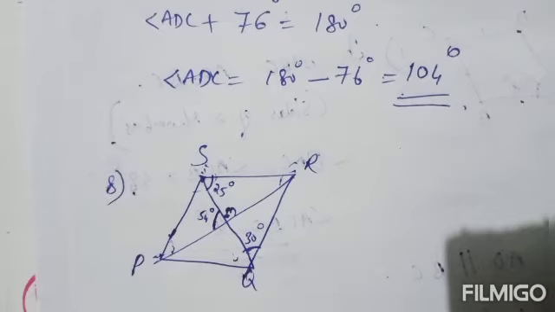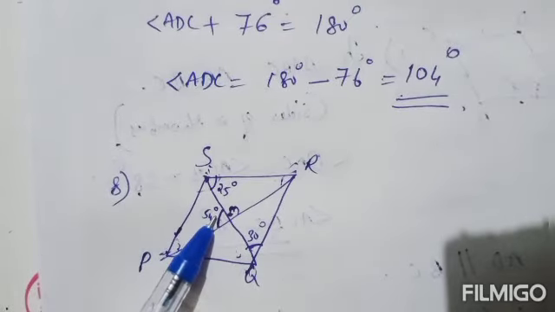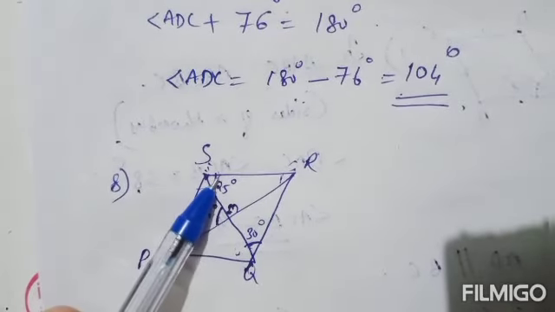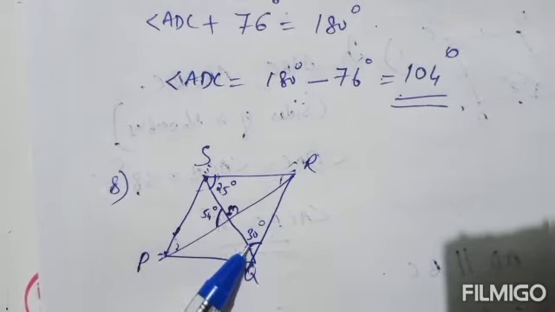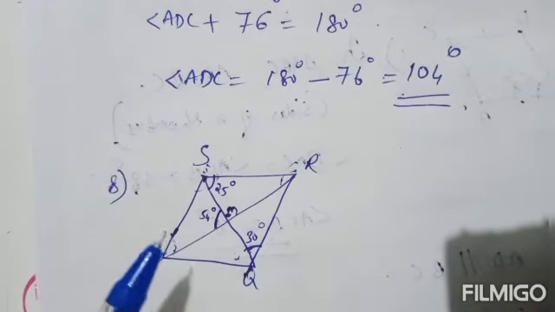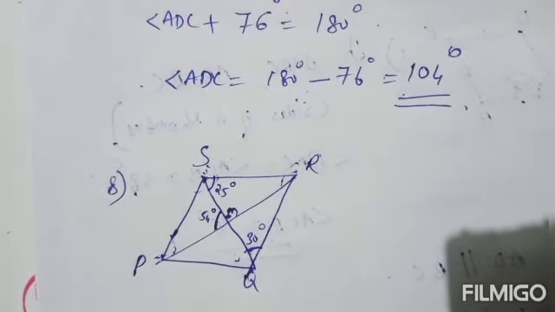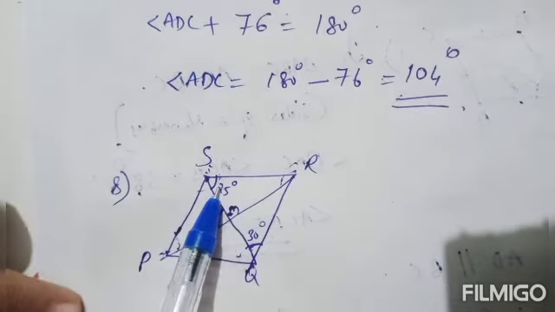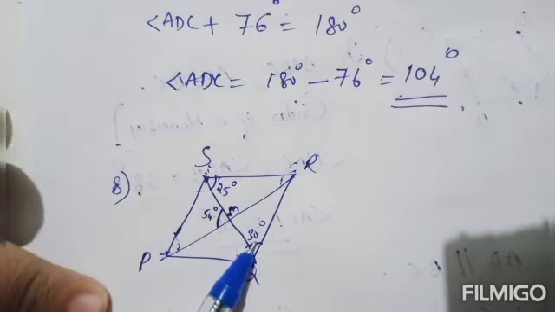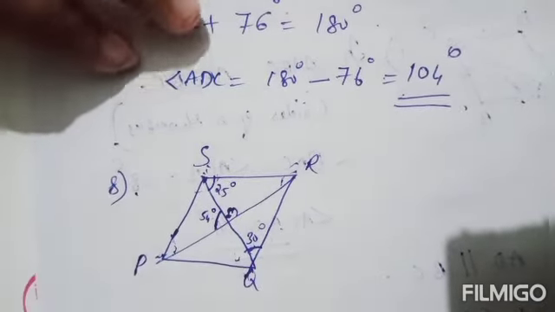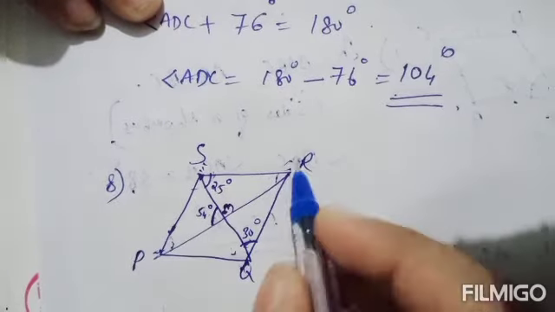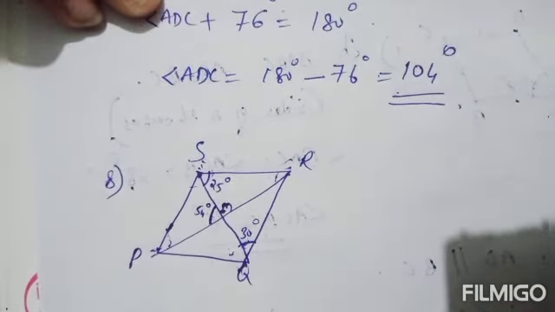Eighth question. PQRS is a parallelogram whose diagonals intersect at N. If angle PMS equals 54 degrees, angle QSR equals 25 degrees and angle SQR equals 30 degrees, find angle RPS, angle PRS, angle PSR. So you can draw the diagram here. PQRS parallelogram, angle PMS 54 degrees, angle QSR 25 degrees, angle SQR 30 degrees. First you have to find angle RPS, this angle.